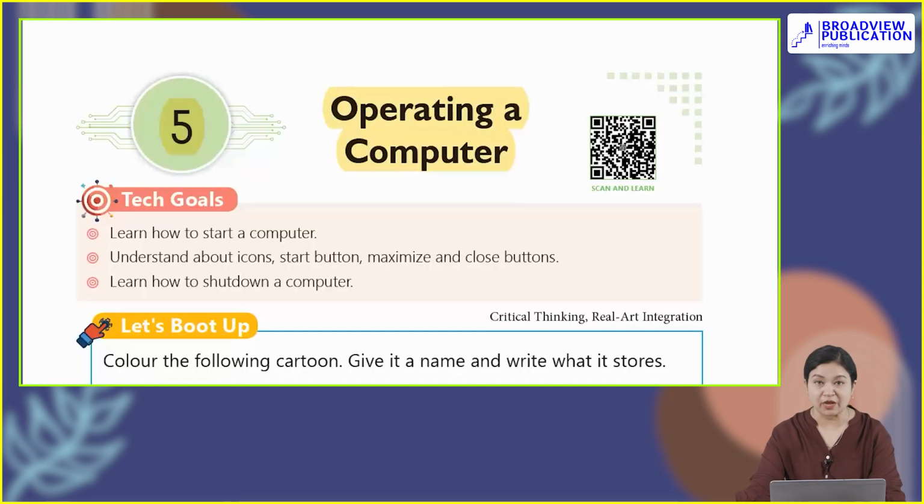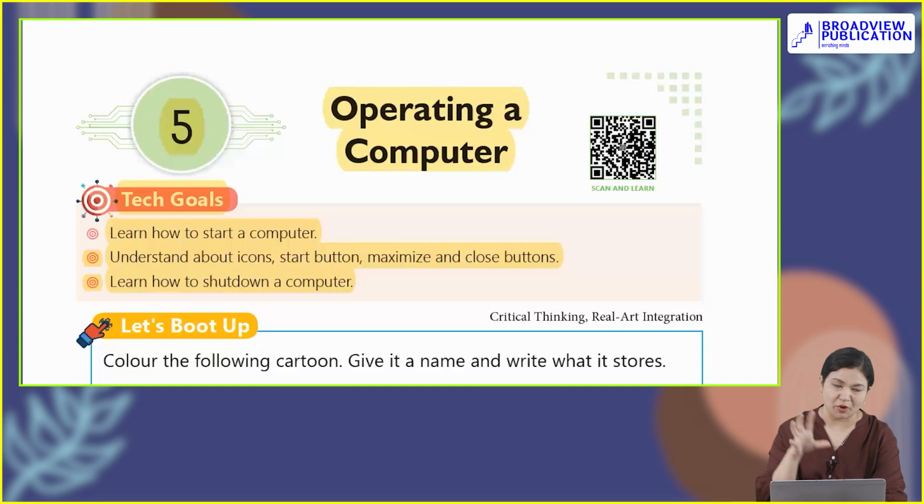Operating a computer. In our previous classes we have learned about the input-output processing of a computer, about input devices and output devices. Now we are going to learn about how a computer works, about its operating system. So the goals of this chapter are: learn how to start a computer, understand about icons, start button, maximize and close buttons, and learn how to shut down a computer. So these are the major topics which we are going to discuss in this chapter.